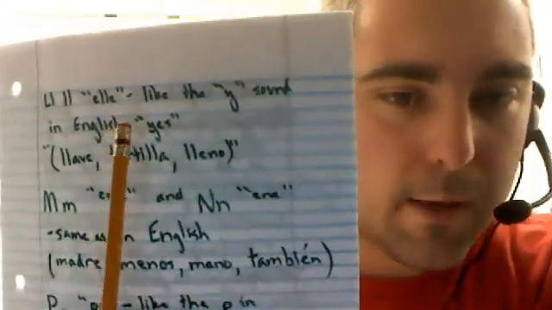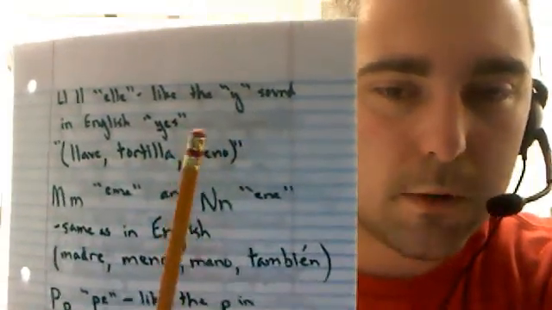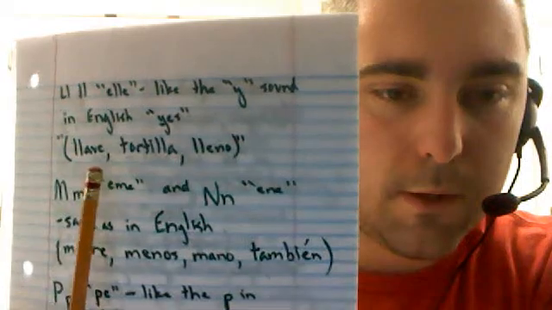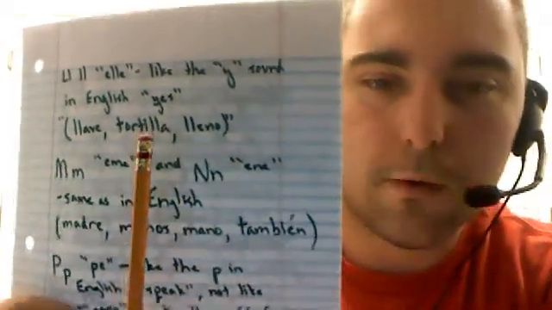Spanish also has this double L, which is called elle, and it's pronounced like the Y sound in the English word yes. So we have llave, lleno, and a word that we all know, tortilla.